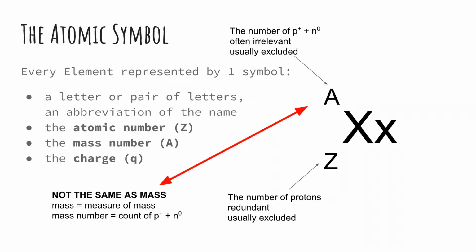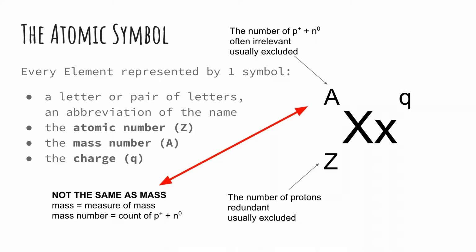Now, something important to note. The mass number is not the same as the mass of the element. The mass is the measure of the amount of matter in the object. Okay? It's the actual mass of the atom. The mass number is just a counting. It's a count of the total number of protons and neutrons, P plus N. So those are two different numbers. The names can be kind of confusing, but you're going to have to keep them separate. Keep them apart in your head. Mass is not mass number.